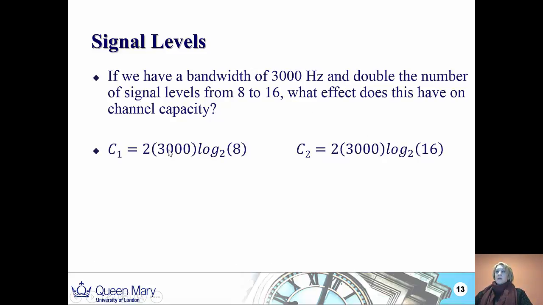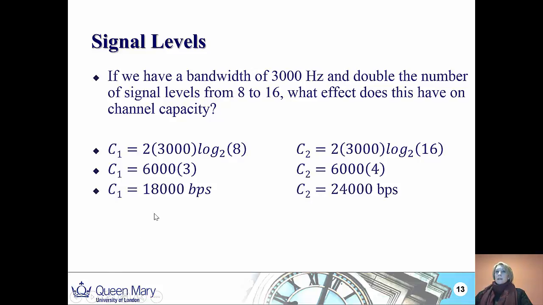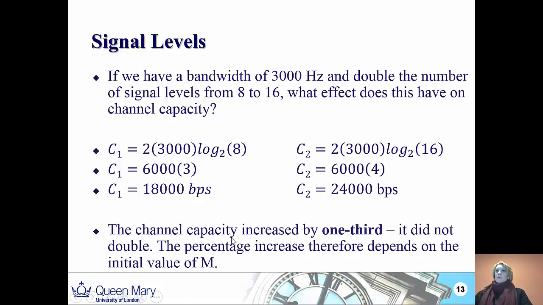So in two scenarios, we have here our bandwidth of 3000 Hertz and we have our signal levels of both 8 and of 16. So because we've got no noise indicated, we can use our Nyquist formula and we can calculate the channel capacity for the two scenarios. So by doubling the number of signal levels, we can see that the channel capacity increased by 1/3. So we doubled our signal levels, but we didn't double our bandwidth.